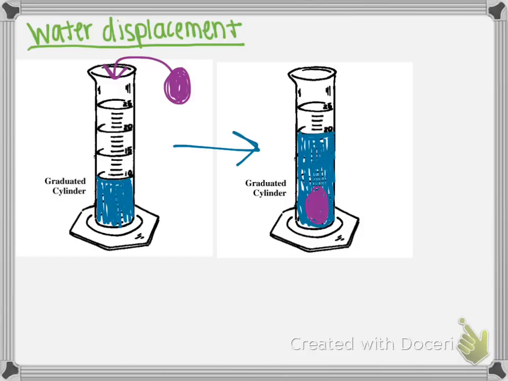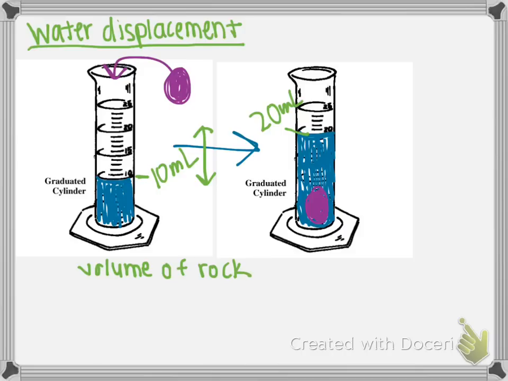Alright, so water displacement means how much water was displaced, what's the difference between those water readings. The difference is first I was at 10 milliliters, and now I'm at 20 milliliters. So the volume of the rock would have to be 20 milliliters minus 10 milliliters, and so that's obviously going to equal 10 milliliters.